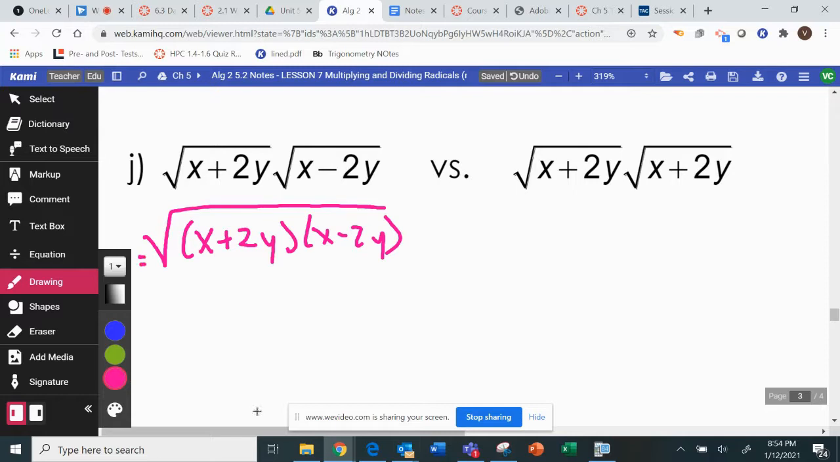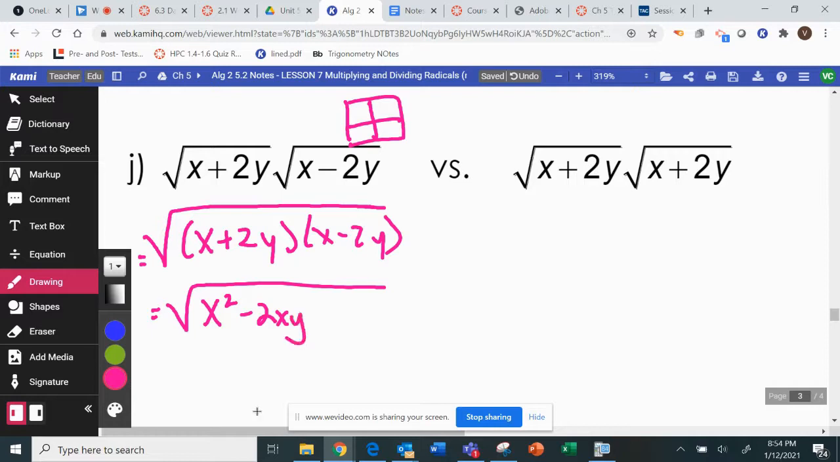Okay. So then I'll go ahead and multiply those together by FOIL or by the grid method. If you want to draw the box, it's whatever method you want. I'm going to go ahead and do FOIL. So x times x is x squared. And then I get minus 2xy. Then my inner is plus 2xy. And then my last is minus 4y squared.